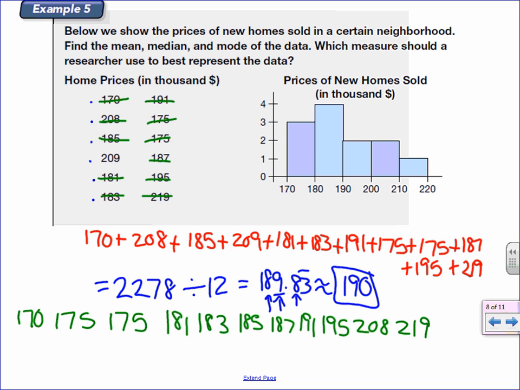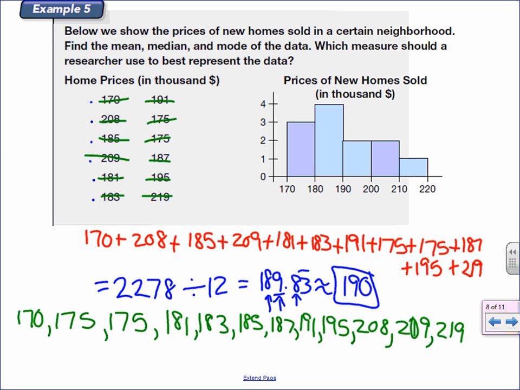And then I like to go back through and count how many numbers I have. So I have 1, 2, 3, 4, 5, 6, 7, 8, 9, 10, 11. Oops, I missed 209. So there we go. So 209 and then 219. Now I have 12. So that's a good check to see that you've gotten everything you were supposed to.